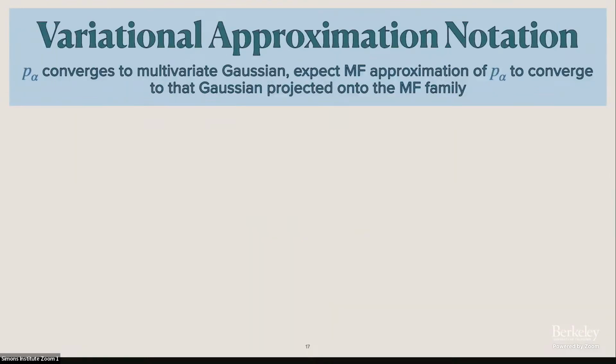Okay, so we want to play the same game with the variational approximation too. So now, what are the asymptotics for this variational approximation to P alpha, and you can guess what's going to happen, right? So the idea is, if I know P alpha limits to this Gaussian, then if I project P alpha onto the Gaussian mean field, its limiting Gaussian is going to be like the original one projected onto the Gaussian mean field, right?